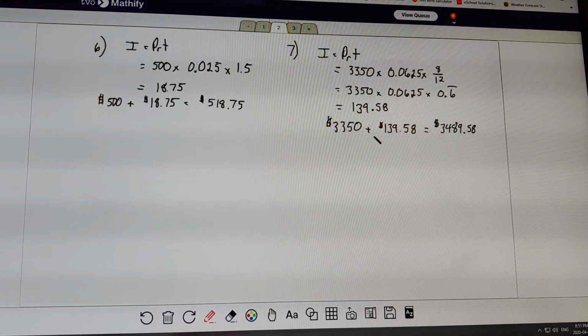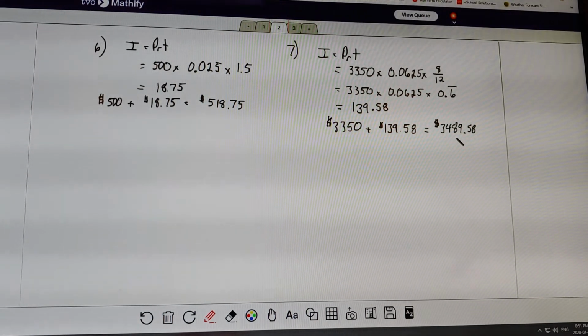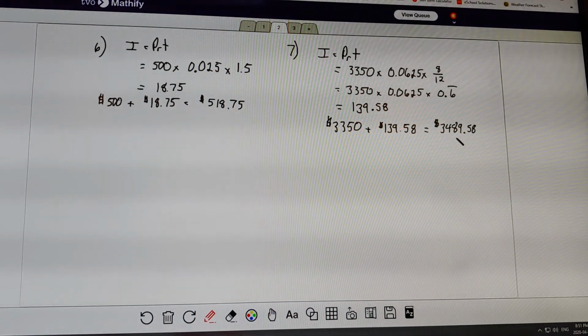So Mumtaz also has to pay back the principal, $3,350. So that's what we're doing here. Add the principal and the interest together. There's the total you get. Okay, so that's the end of 2.7 simple interest.